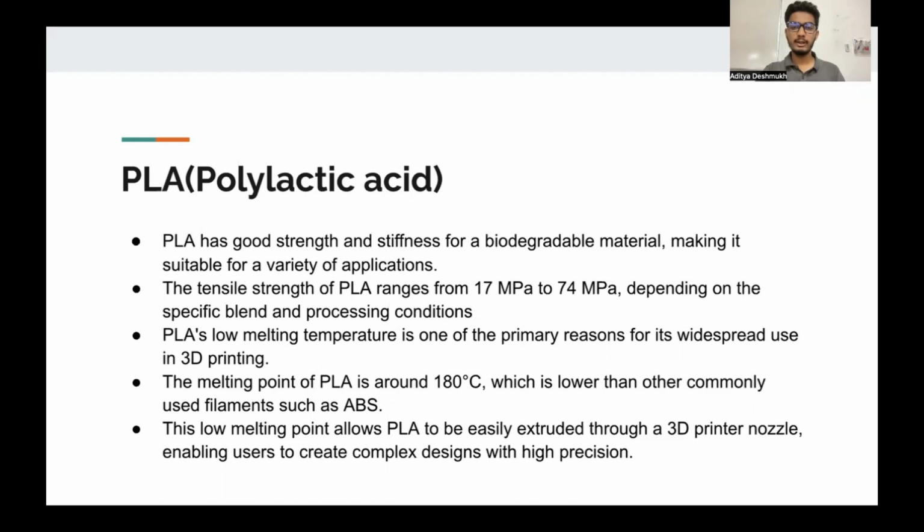One of the key properties that make PLA so popular in 3D printing is its low melting temperature. With a melting point of around 180 degrees Celsius, PLA is easier to extrude through a 3D printer nozzle compared to other commonly used filaments like ABS. This low melting point allows for high precision in the creation of complex designs, making it a top choice for 3D printing. PLA also has good strength and stiffness for a biodegradable material. Its tensile strength ranges from 17 megapascal to 74 megapascal, depending on the specific blend and processing conditions.